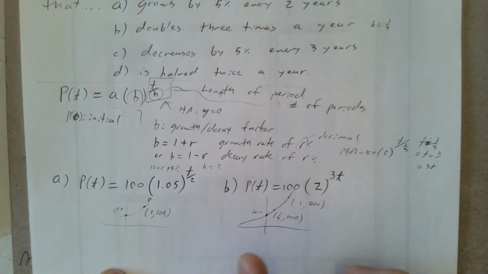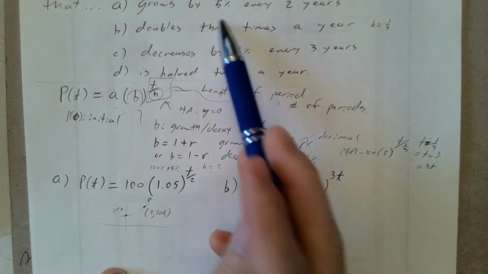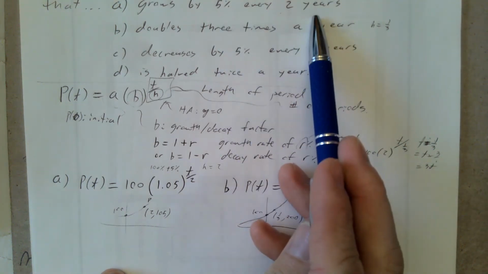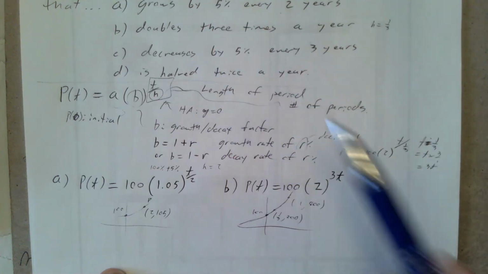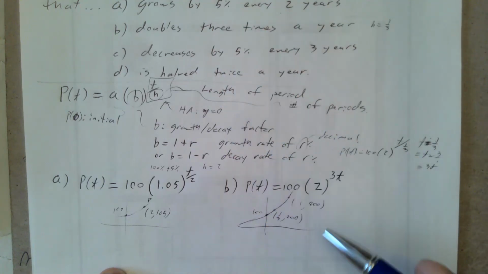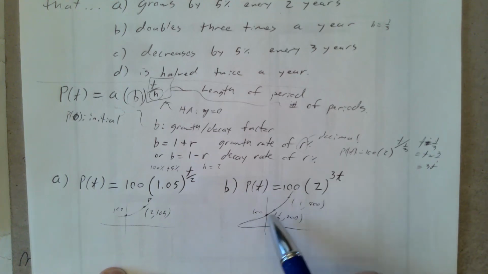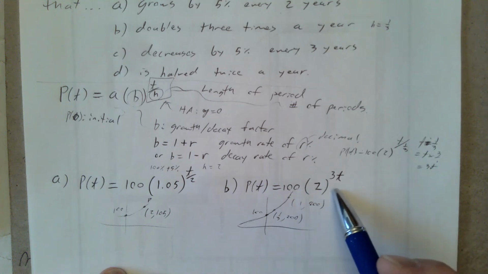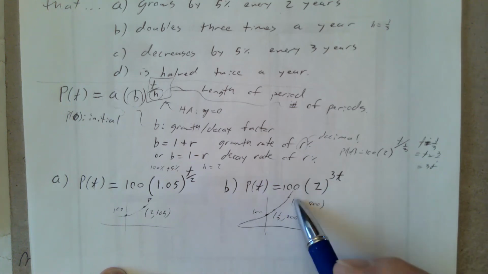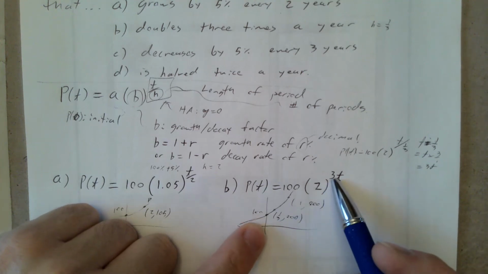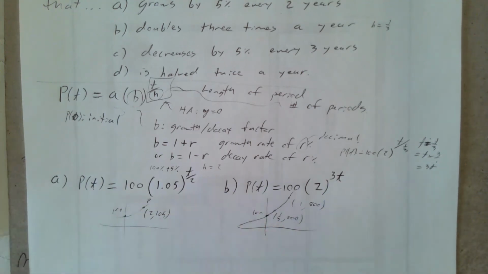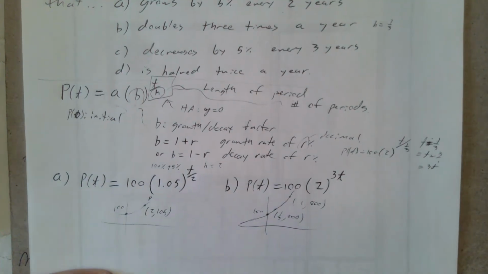Make sure you don't try to convert your growth periods. Growing by 5% every 2 years is not the same thing as 2.5% every 1 year. Doubling 3 times in a year is not the same thing as being multiplied by a factor of 6 every year. Notice that we're not being multiplied by 6. Doubling every 3 years means doubling every 3 years. You can't convert those growth rates easily. It's quite tricky to do. It's a post-secondary skill.